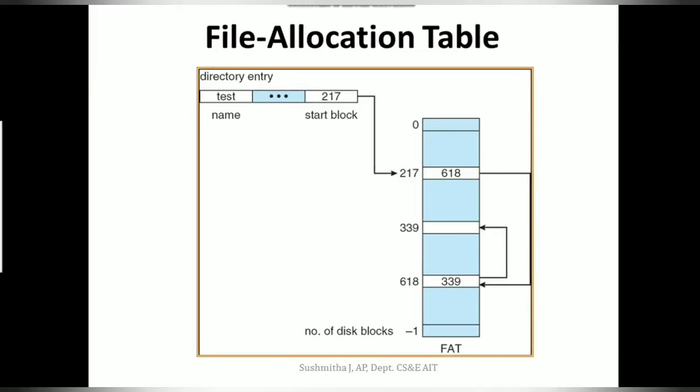The other issue that we can notice here is if one of these blocks or links is corrupted or lost, it will probably lose the whole of the file. That is, if I just miss out this link, I would not know where it is next heading to. This is also the other issue that is related to the file allocation table.